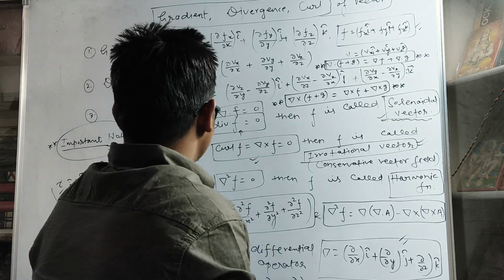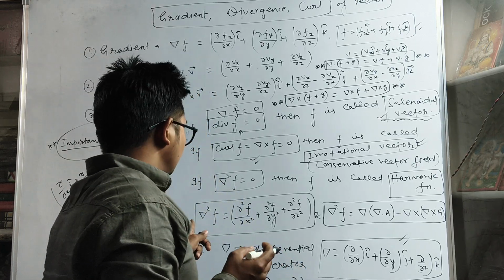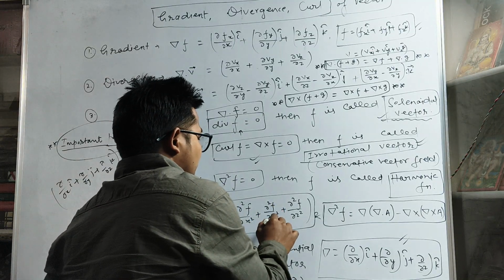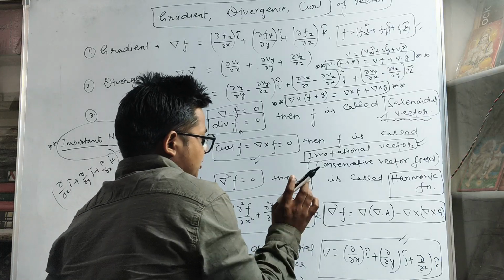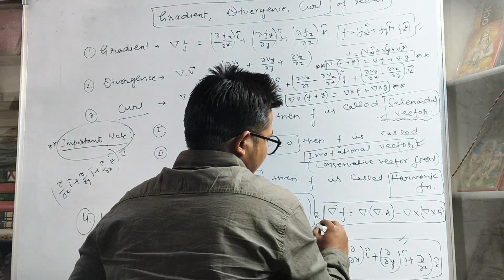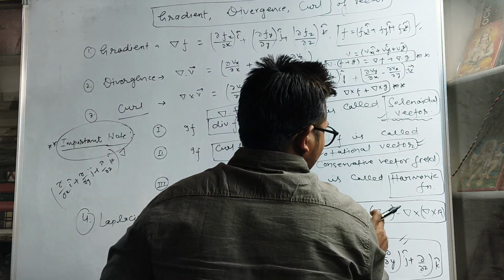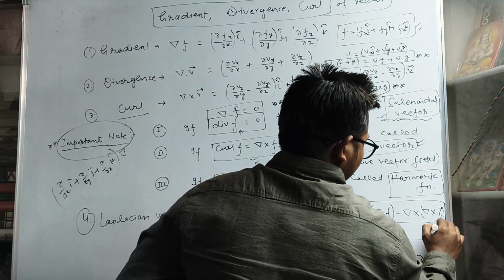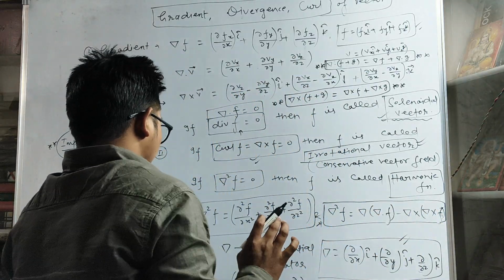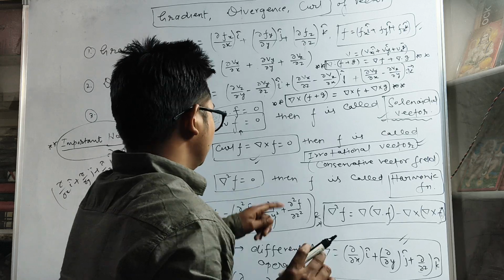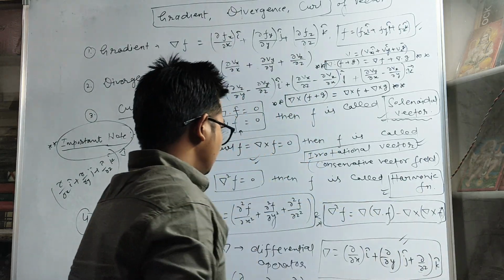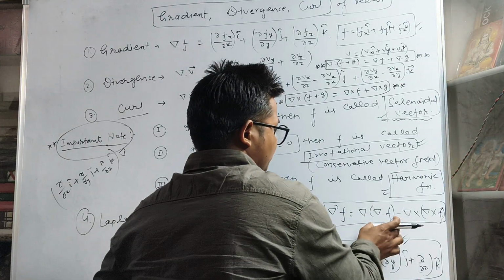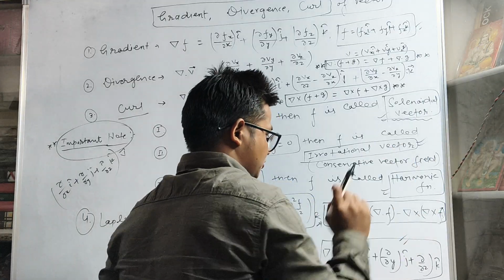And the last operator is del square f. If you twice take the divergence of a vector, then we obtain the Laplacian, which is represented by del square f equal to del square f upon del x square, plus del square f by del y square, plus del square f by del z square. And the most important property is del square f equal to del dot del f minus del cross del cross f. If del square f equal to 0, then f is called a harmonic function. Del square f is represented like this, and the property is that first we write with dot and then cross.